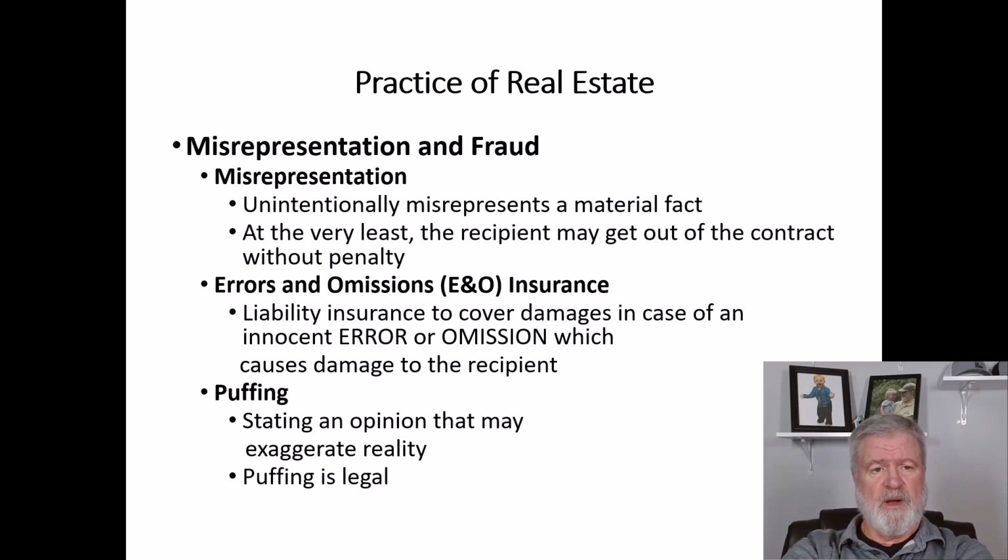Okay, so we already talked about the misrepresentation. We know the difference between misrepresentation and fraud. But then you see this E&O insurance, errors and omissions insurance. And it's kind of what it sounds like. It's insurance to cover damages in case of an error, a mistake. Is it possible as a real estate agent, you could make a mistake? You could suggest or advise your clients to do such and such. They do it, and it turns out not to be the right thing to do, causes damages.